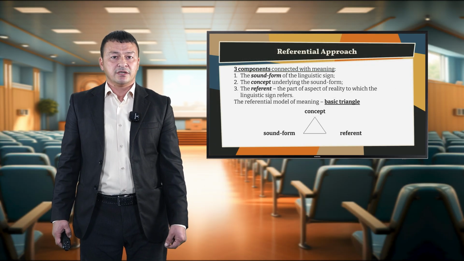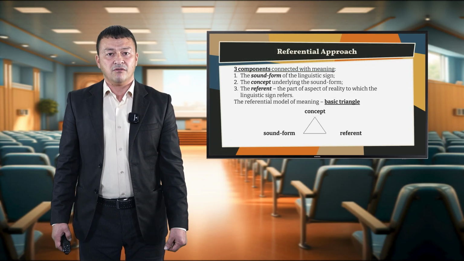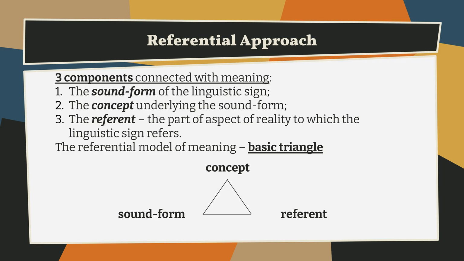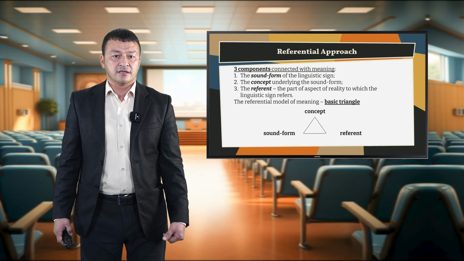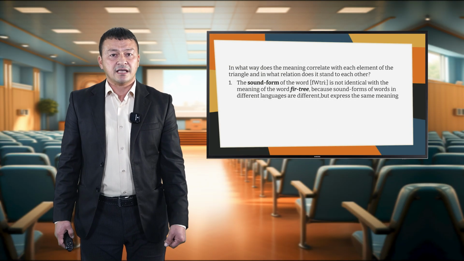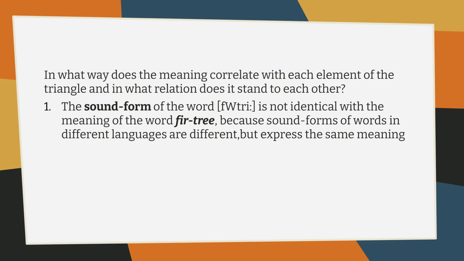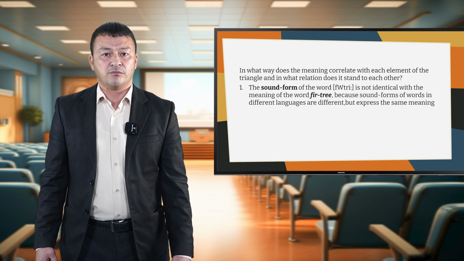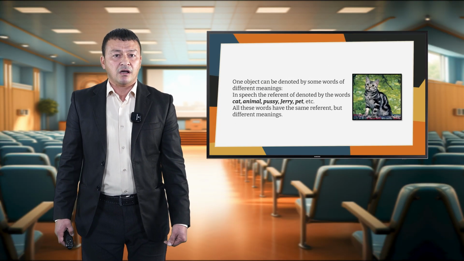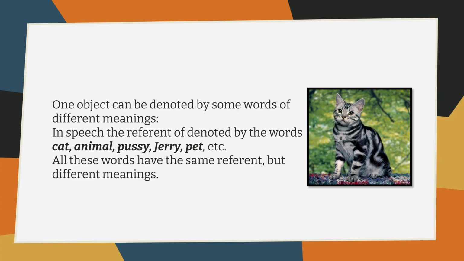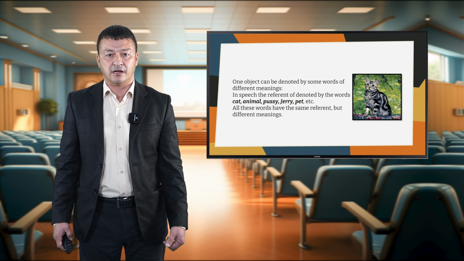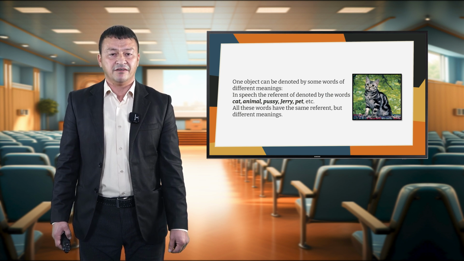The referential approach deals with the connection of three components: the sound form of the linguistic sign, the concept underlying the sound form, and the referent, the part or aspect of reality to which the linguistic sign refers. The referential model of meaning has a basic triangle: sound form, concept, and referent. The sound form of the word fir tree is not identical with the meaning of the word fir tree, because sound forms of words in different languages are different but express the same meaning. For example, one object can be denoted by several words of different meanings. In speech, the referent of cat can be denoted by the words cat, animal, pussy, jury, pet, etc. All these words have the same referent but different meanings.